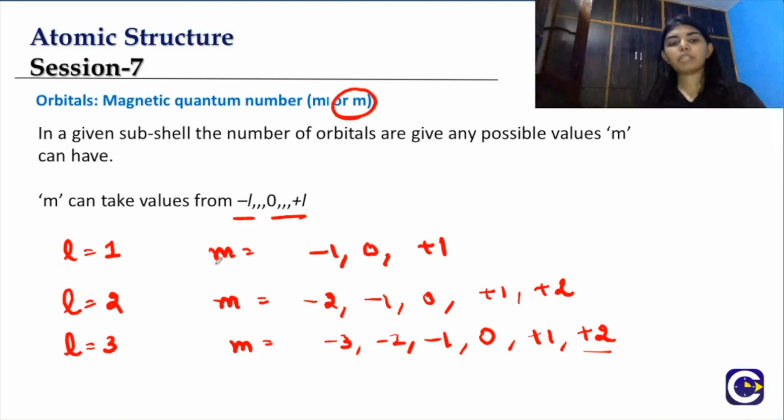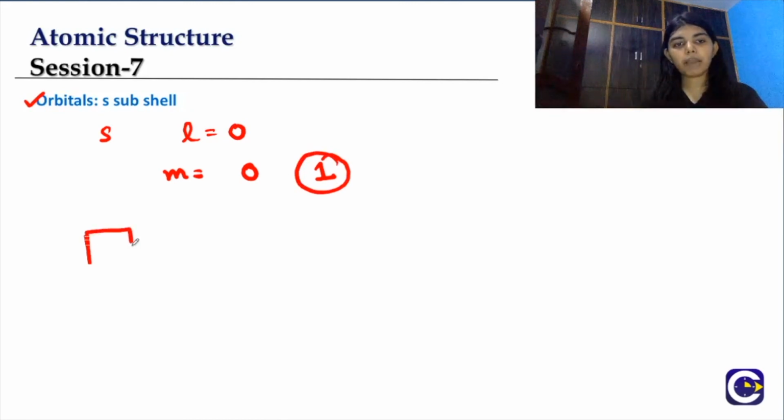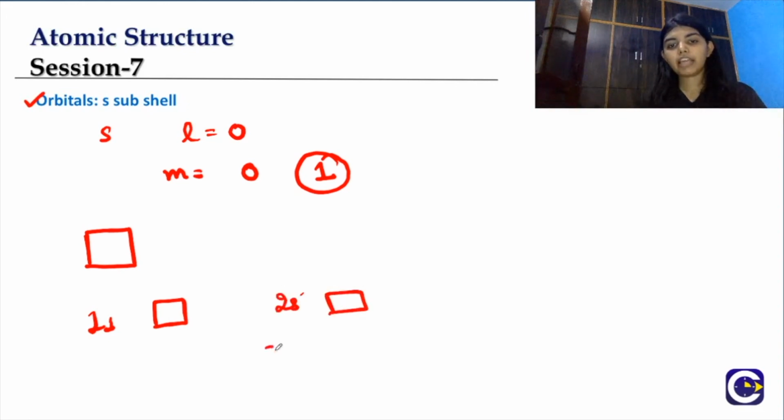Now, based upon the possible values, we can define the number of orbitals associated with one subshell. Let us consider the s subshell. For the s subshell, L equals 0, so m will be 0 only. That means only one value of m is possible and only one orbital of s is there. So 1s has only one orbital, 2s consists of only one orbital, and 3s also consists of only one orbital.